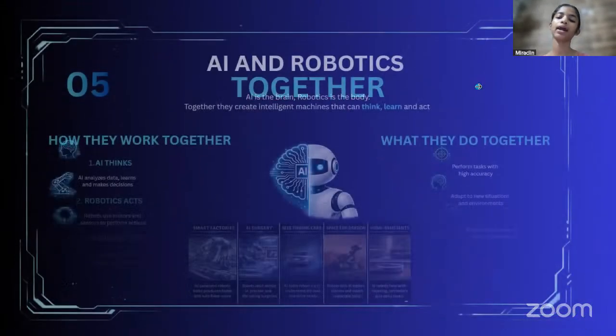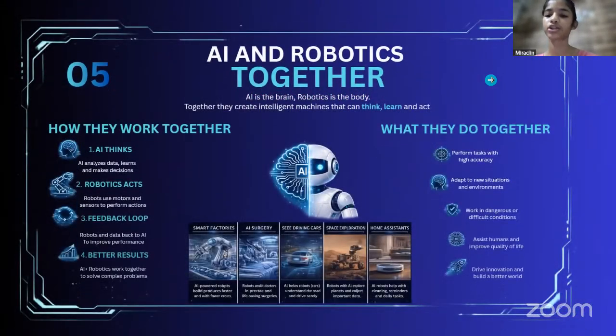AI and robotics together. Now imagine if robots could also think intelligently. That happens when artificial intelligence and robotics work together. AI acts like the brain while robotics acts like the body. For example, self-driving cars use AI to understand roads and robotics systems to move safely. Smart robots are also used in delivery services and customer care.